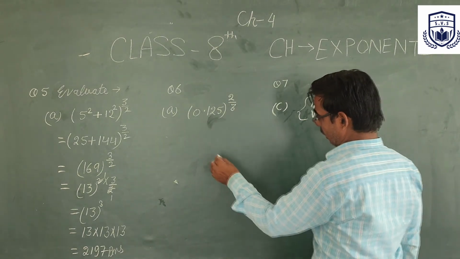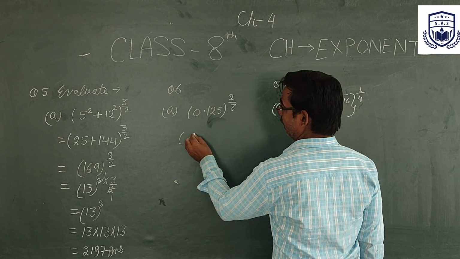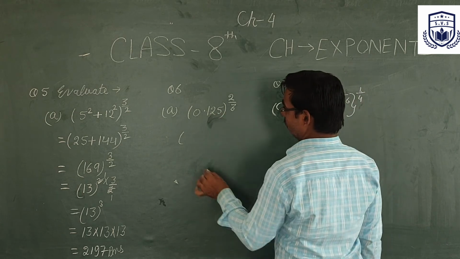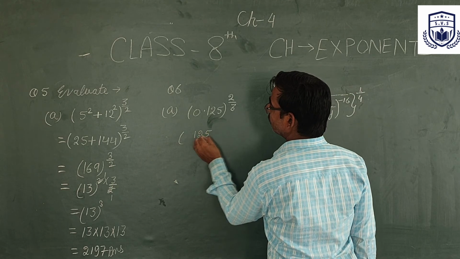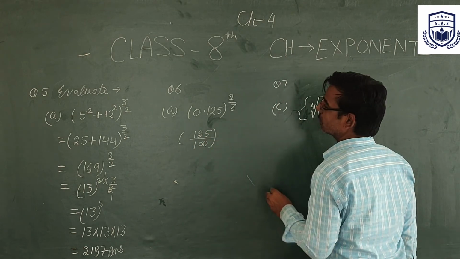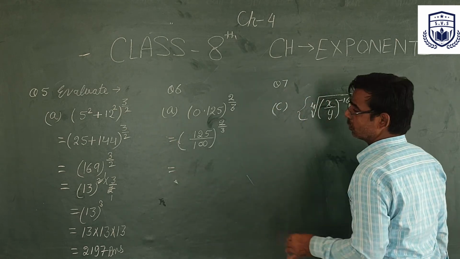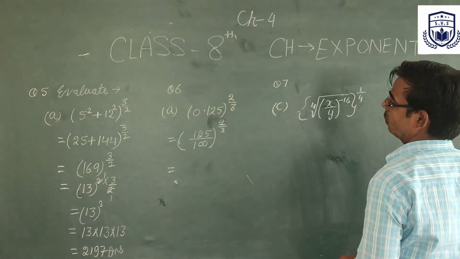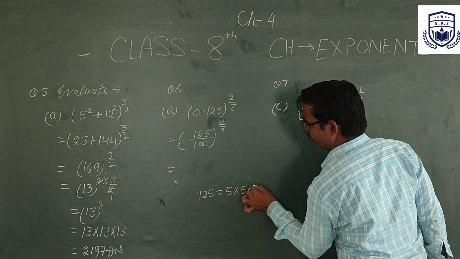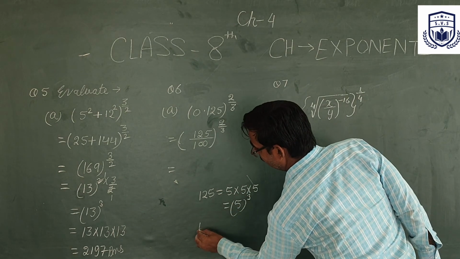Question 6A. Look at the one carefully. 0.125. We will write here. Look. Point after point, 3 digits. 1, 2, 3. We will write here 1000. Okay. 2 over 3. Clear? Now clear? Now, 125. We will break up. 5 into 5 into 5. We will get 5 power 3. Clear? Clear? Now, 1000.